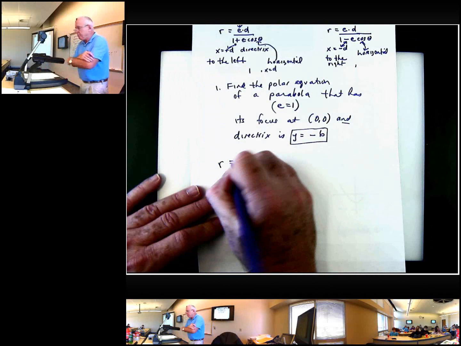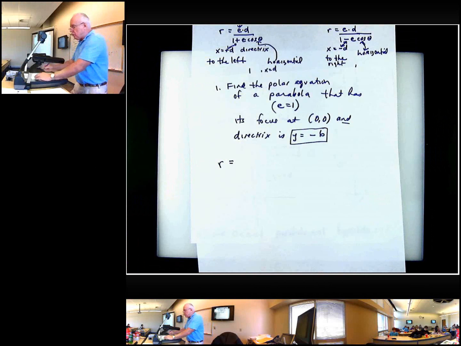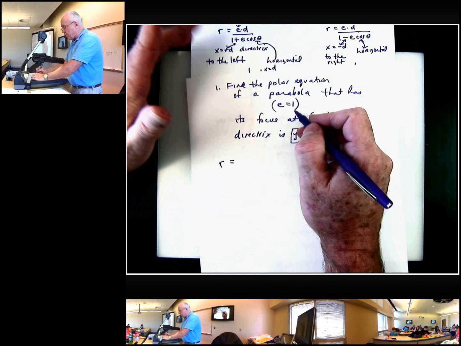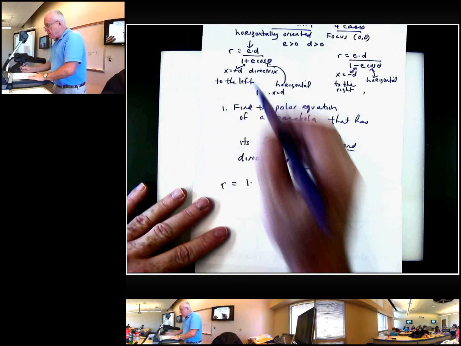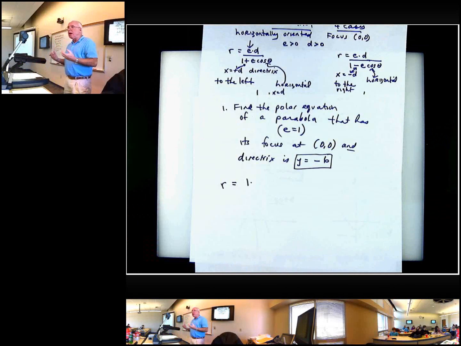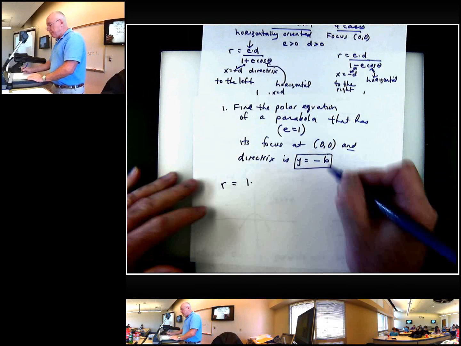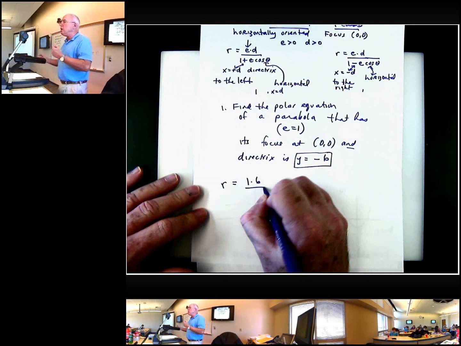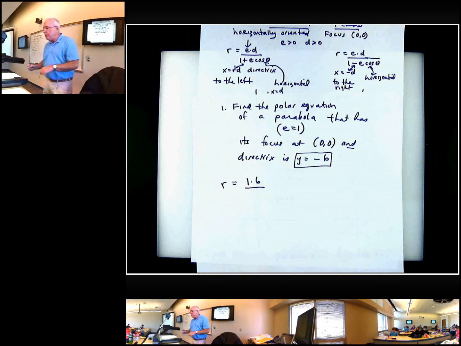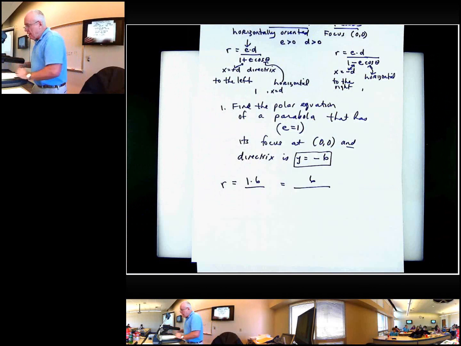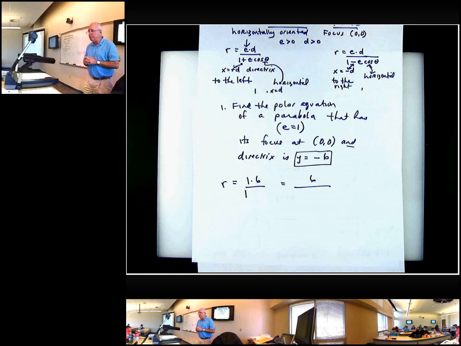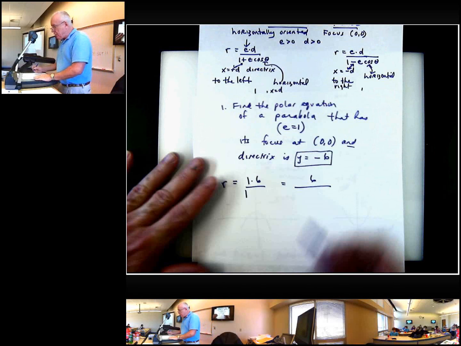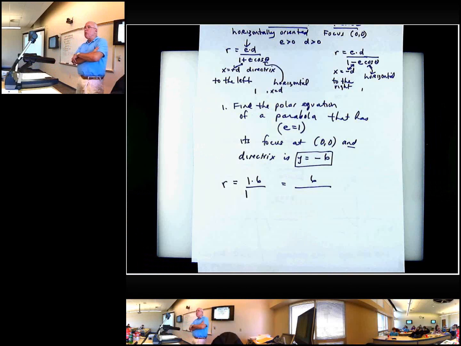R equals, our eccentricity is going to be 1 because it's a parabola. I'm even going to write it up there, 1 times. Our D here up above is basically the positive magnitude associated with the directrix. So I'm not going to put negative 6, I'm going to put a positive 6. So that's 1 times 6, or 6, is going to be in the numerator. Now, below, we always have the number 1 leading off with the denominator. And then we have either plus or minus E cosine or E sine.